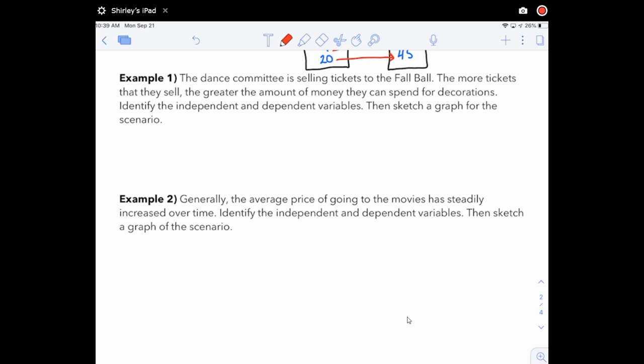So the first thing we want to do is identify our two variables. So the more tickets that I sell, the greater the amount of money they can spend. So in this problem, we're talking about selling tickets and then being able to spend money for decorations. So we need to figure out what is the independent and what is the dependent. And once we do that, we can set up our graph.